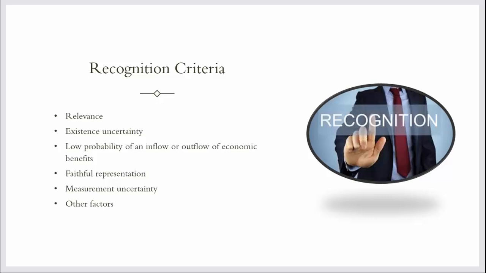6. Other factors. Other factors influencing recognition include cost constraints and the need for explanatory information. The benefits of recognizing an item should justify the costs involved in measuring and reporting it. Example, if the cost of measuring a particular asset is prohibitively high compared to the benefit of the information it provides, the entity might decide not to recognize the asset.